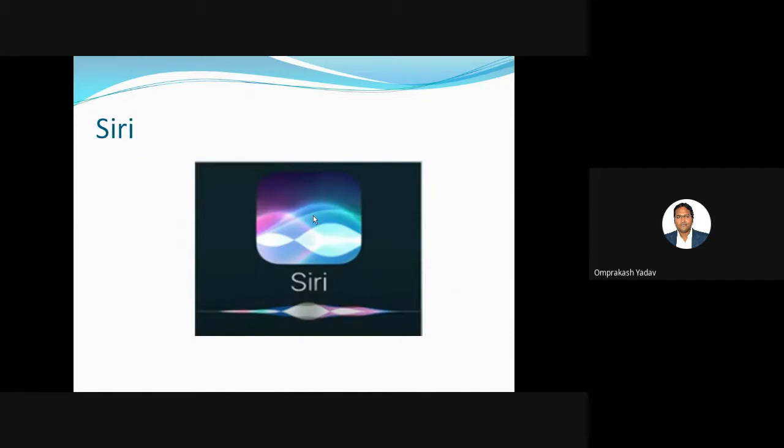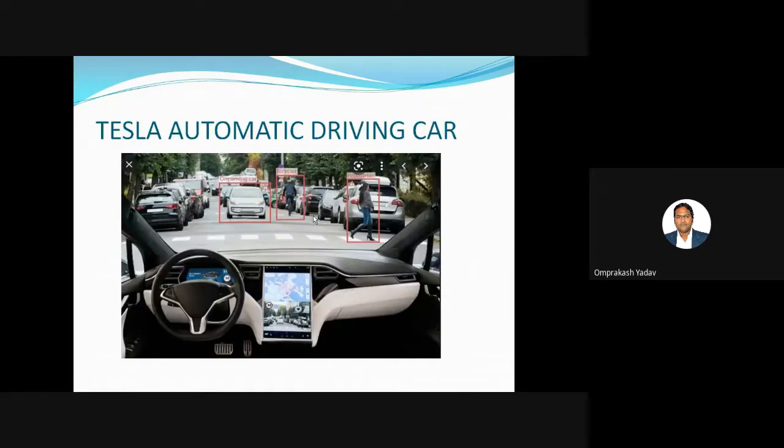Then Siri is one kind of application which is similar to Alexa. Alexa is also one of the applications. Then there is the Tesla automatic driving car. If you type automatic driving car, you may see videos of those cars. There won't be any driver. If we want to go to a certain place, we will sit in the car, put in the destination, and the car by itself will drop us to that location.